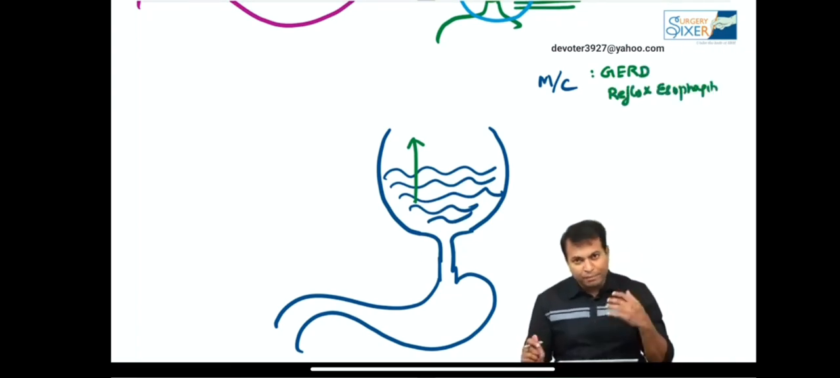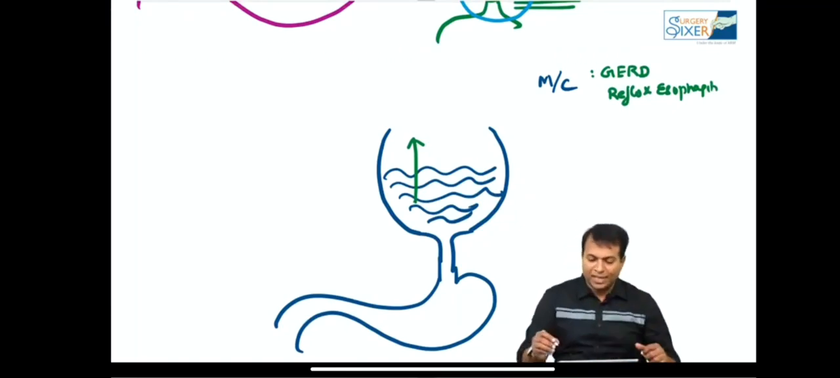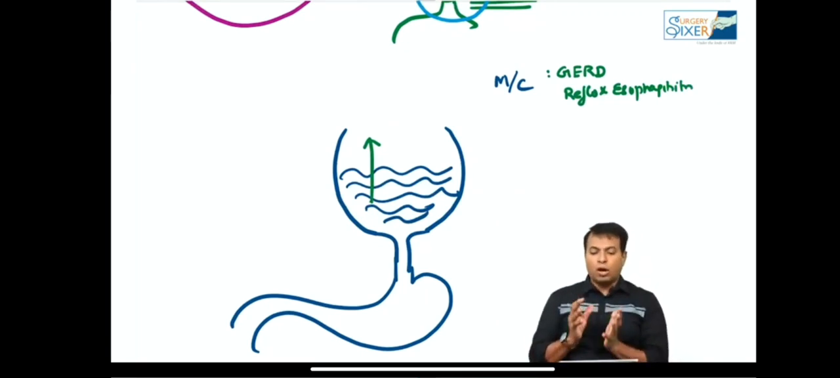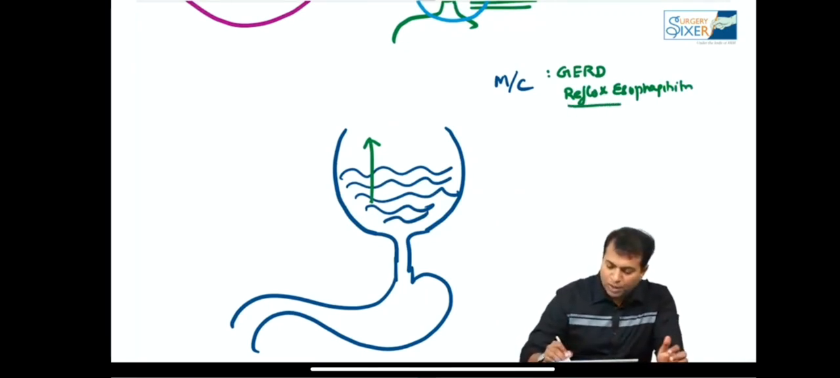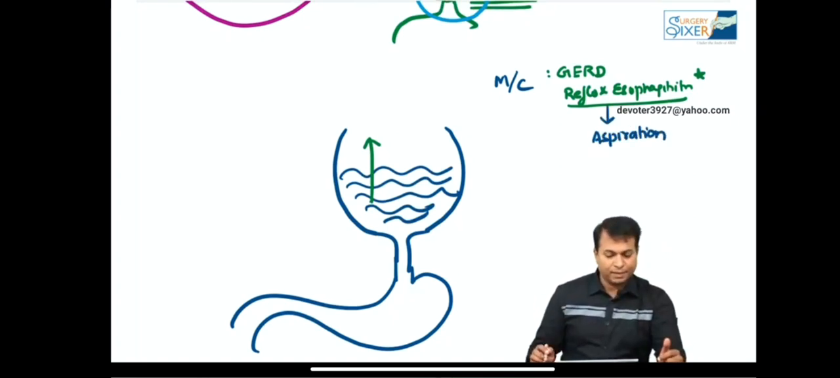Many times I have even missed one or two cases with reflux, thinking it is reflux esophagitis. So please remember, achalasia presents with reflux esophagitis. Most common complication, not symptom, most common symptom is dysphagia. Most common complication is reflux esophagitis. And this can go for aspiration, nocturnal asthma, they are the other complications.